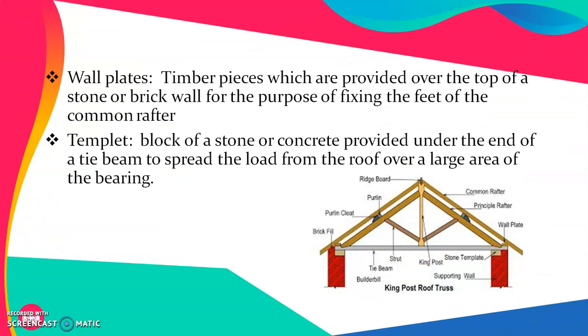Purlin cleats are provided only above the roof truss. Wall plates. These are the timber pieces, or in a few cases even concrete or steel pieces, which are provided over the top of stone or brick wall for the purpose of fixing the feet of the common rafter. While template is a block of stone or concrete provided under the end of a tie beam to spread the load from a roof over a large area of the bearing. So this particular element represents the wall plate here and here.